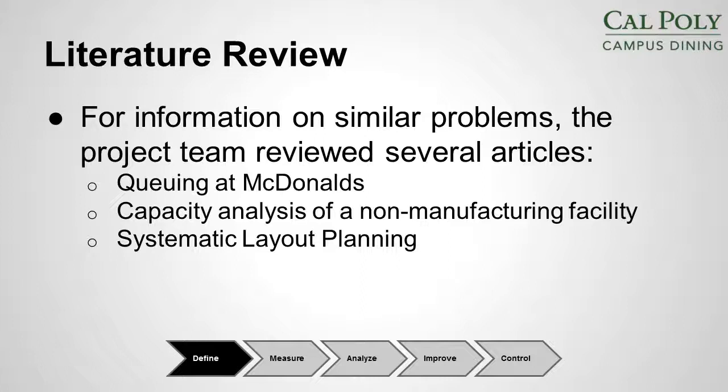Next, we moved into capacity analysis of a non-manufacturing facility. This reviewed a capacity analysis for products and services as opposed to a traditional manufacturing environment. This article looked at metrics like efficiency and utilization of a facility. Finally, we moved into systematic layout planning, or strategies to develop alternate layouts and how to select the best one.